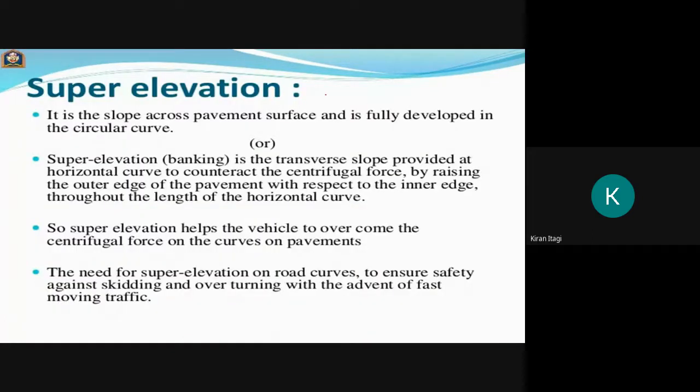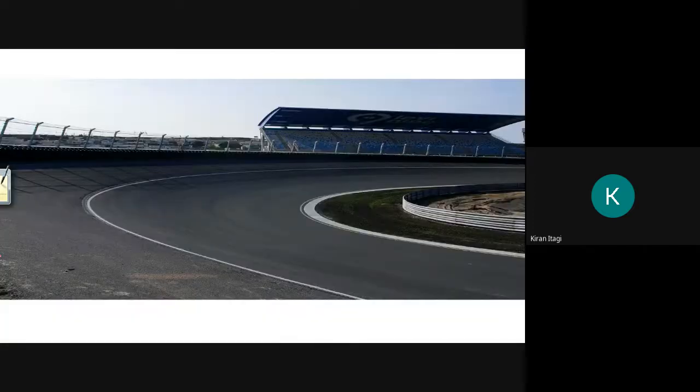Okay, another important one, super elevation. First I will show you the figure. Yeah, I have a good figure.